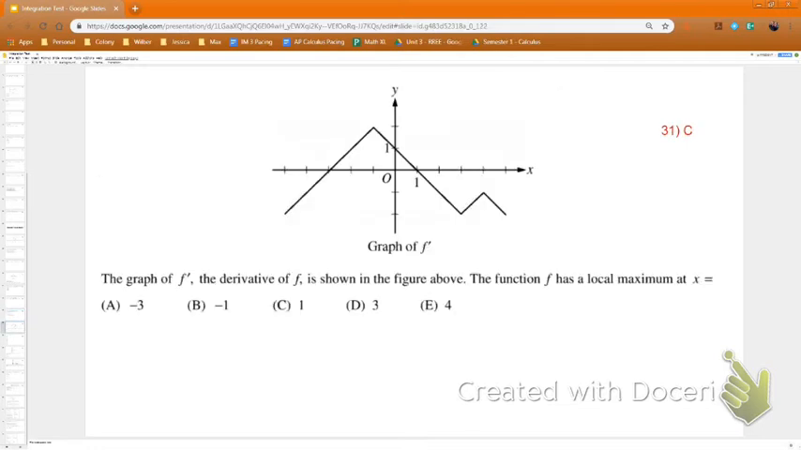All right, on the next problem, it says the graph of the derivative is shown above. The function f has a local maximum at x equals blank. So again, if this is the derivative, then the original function has a maximum wherever it equals 0 and crosses from positive to negative. So it equals 0 here at -3, and it equals 0 here at 1, and it crosses from positive to negative here at 1. Therefore, the original function has a local maximum here at 1. Answer choice C.